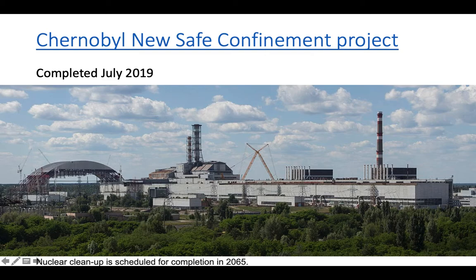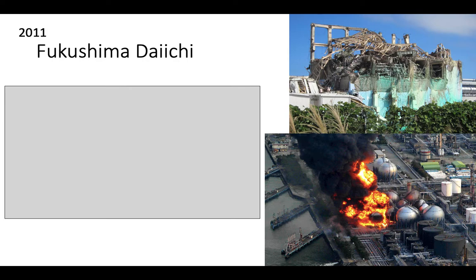They're expected to clean up the nuclear waste by 2065, and that whole area is pretty much uninhabitable. And the most recent one is Fukushima Daiichi in Japan in 2011.